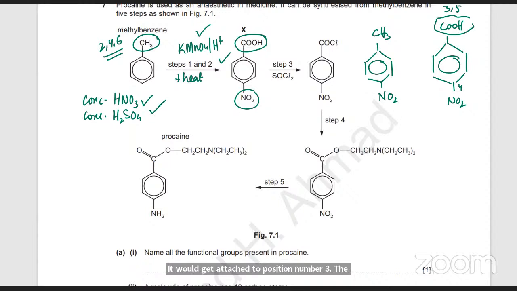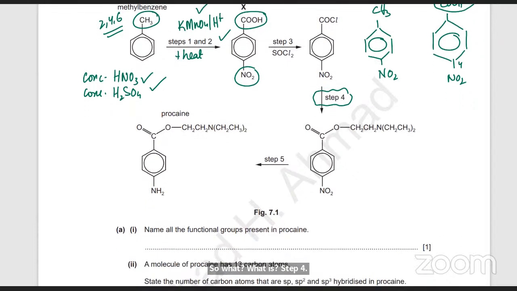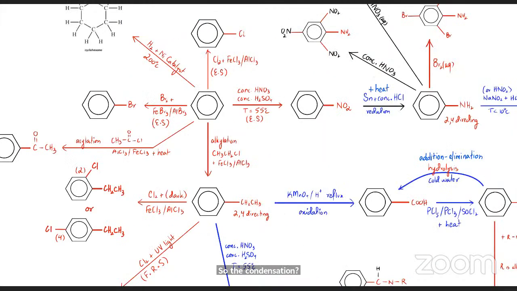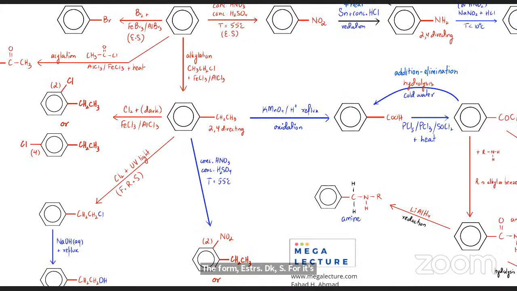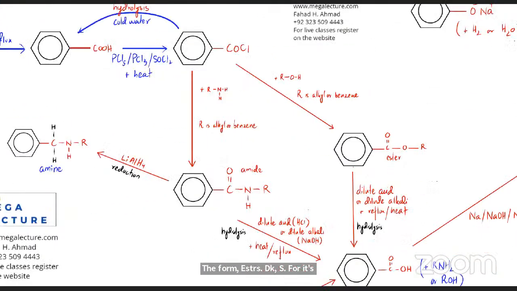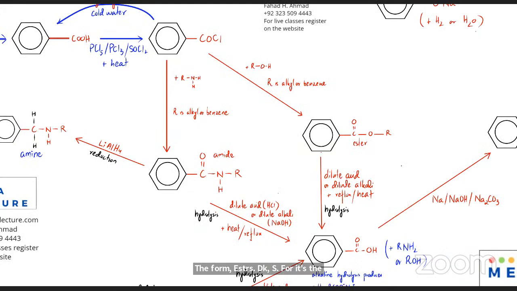So what is step four? Sir, condensation, it seems. Esterification, and okay, acyl chlorides, remember they form esters. Remember acyl chlorides form very good esters. When you have an acyl chloride, it reacts with an alcohol and ends up forming an ester. And acyl chlorides are very reactive, because carbon has a very strong positive charge.